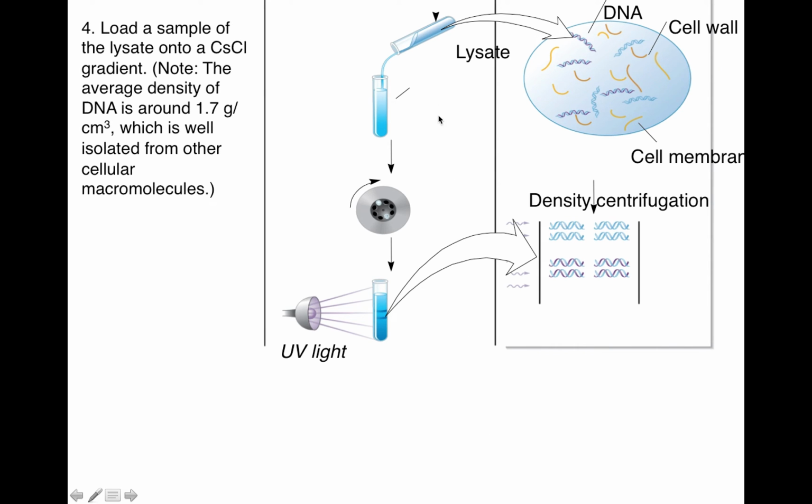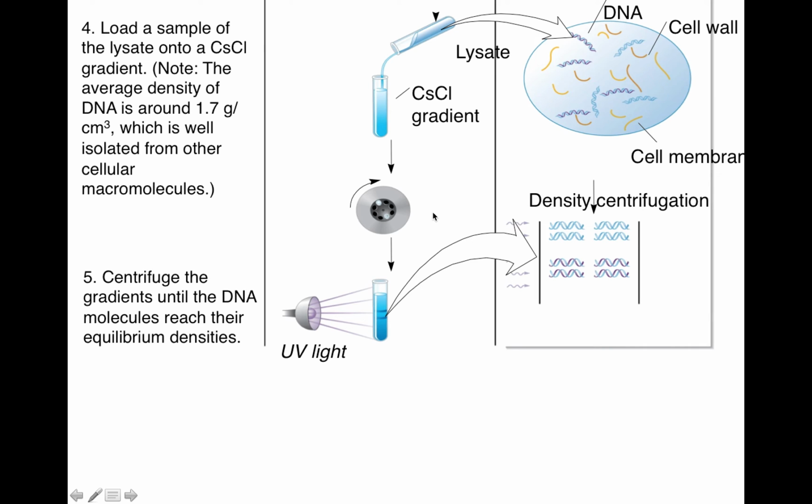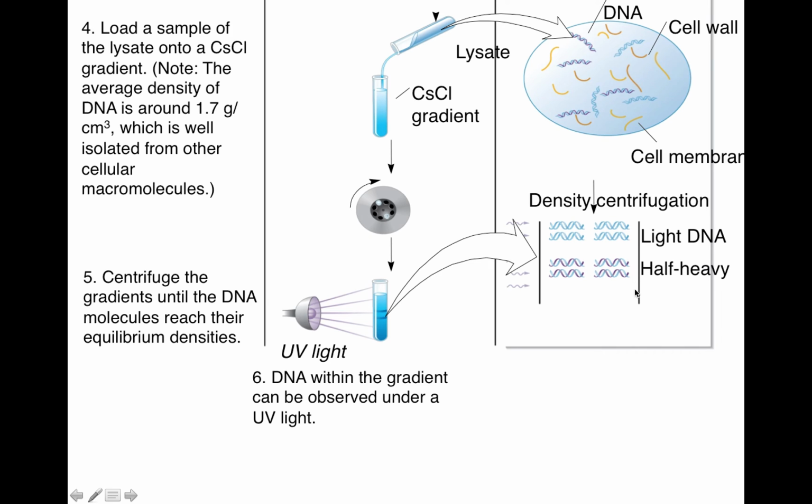Okay, so that's what they did. They mixed their DNA preparation with the cesium chloride gradient, spun it really hard for a very long time, and then carefully removed the test tubes from the centrifuge and shone ultraviolet light on them, which will detect the DNA in the test tube. The DNA within the gradient can be observed under ultraviolet light. The light DNA will be towards the top of the test tube, and the heavier DNA will be towards the bottom of the test tube.